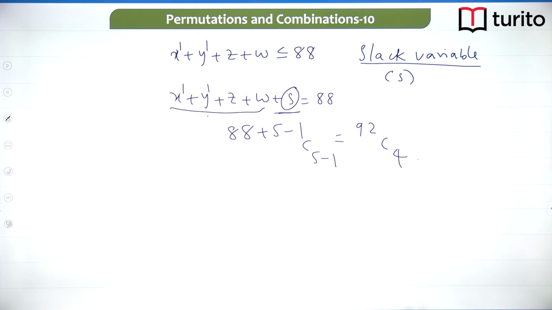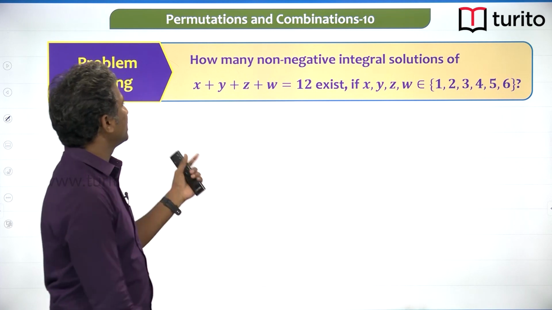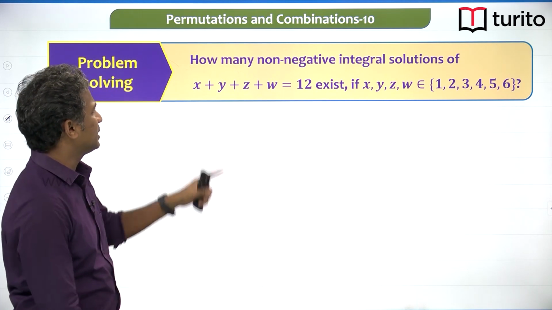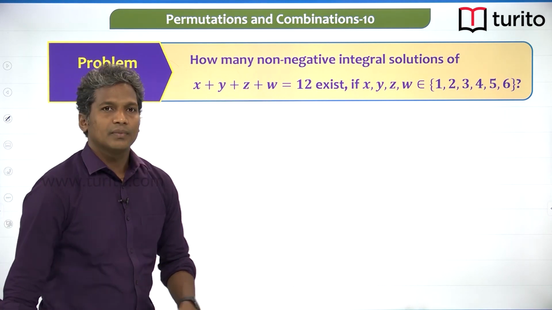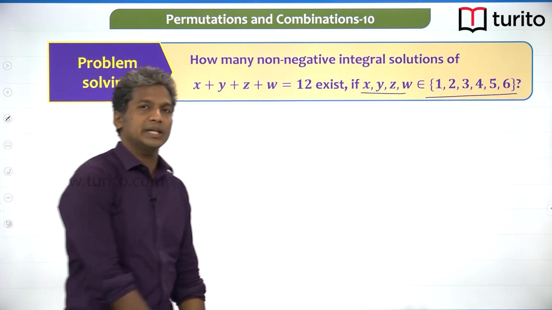Okay, this also. Now let's have a look at another problem. So here how many non-negative integral solutions are there for this equation? And if you look at the variables, all 4 variables must be belonging to this set.